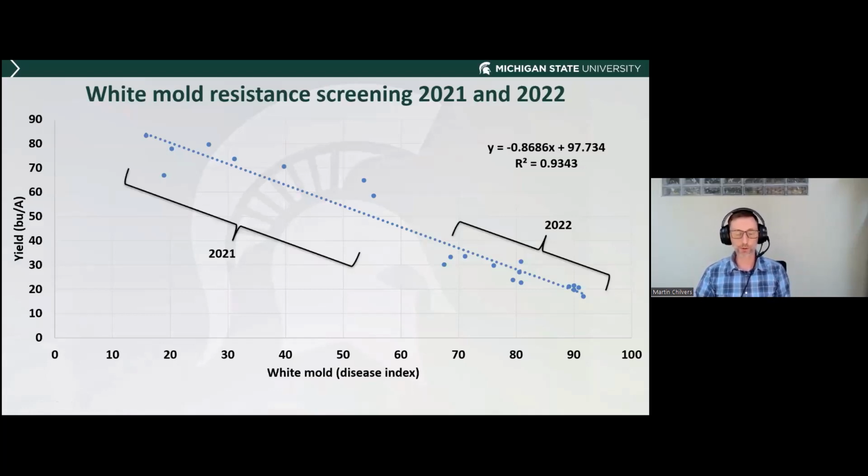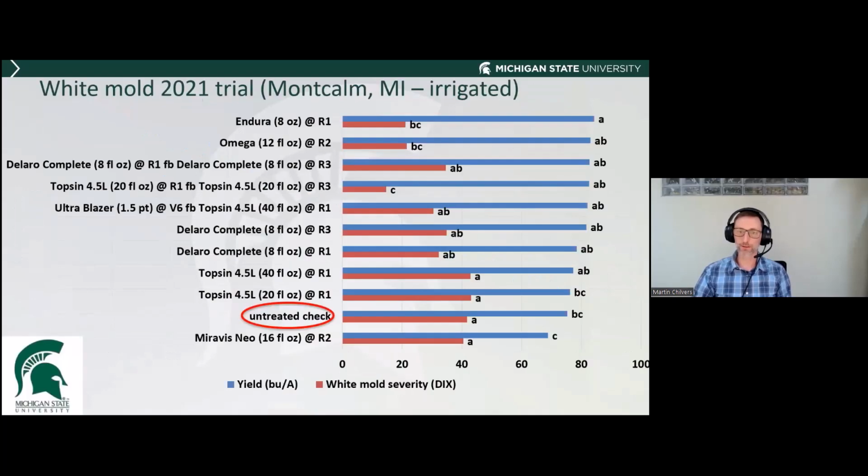So in 2022, we had a pretty epic white mold year at that farm, a much greater disease severity than 2021, due to those different factors.